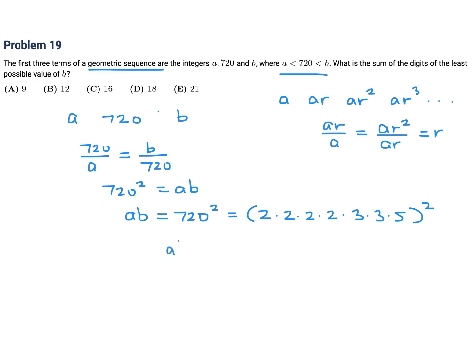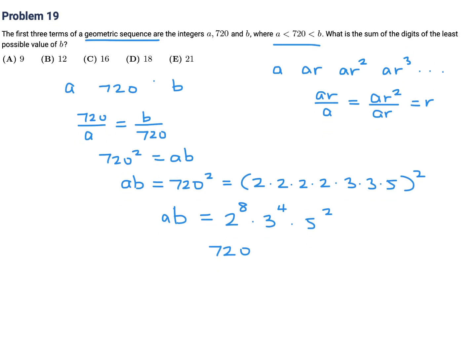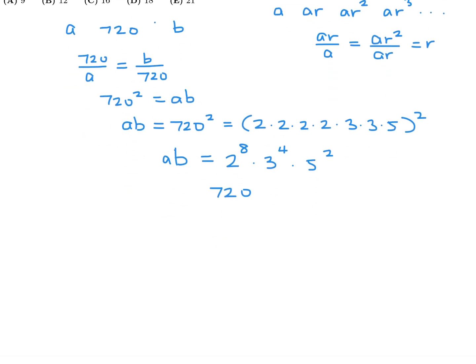That means that AB, that's 2 to the power of 4, so if it's squared, it would be 2 to the power of 8. That means 3 to the power of 2 squared, 4, and then 5 squared. Okay, so that's the grand factorization of that number. And we want B to be the smallest possible, least possible value. Okay, so since B is greater than 720, let's see if we can get a number close to 720.